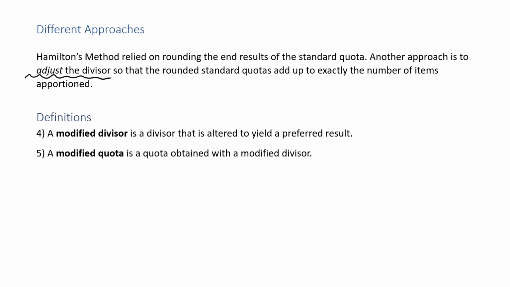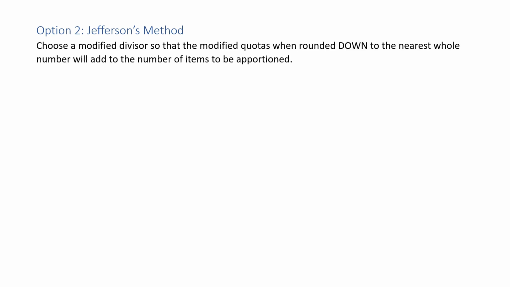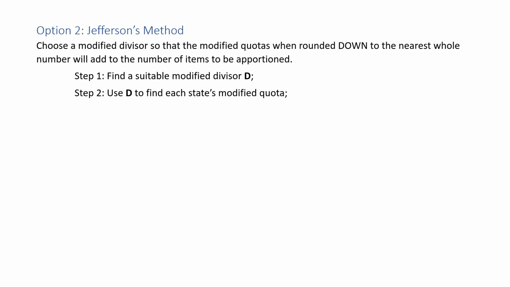We use a modified divisor and modified quota for the next 3 approaches. Our next option is Jefferson's method. In Jefferson's method, you choose a modified divisor so that the modified quotas, when rounded down to the nearest whole number, will add to the number of items to be apportioned. Steps are: find a suitable modified divisor. Next step, use the modified divisor to find each state's modified quota. And finally, apportion to each state its modified lower quota.